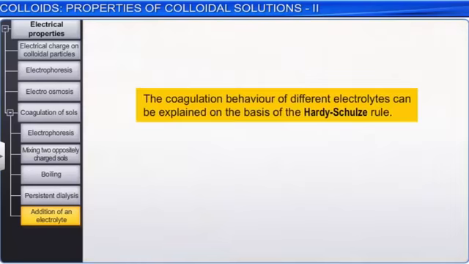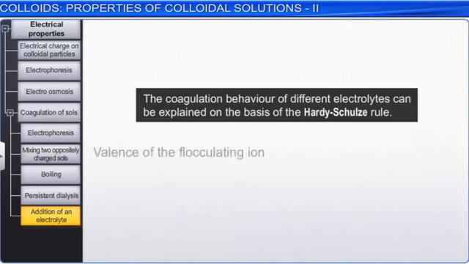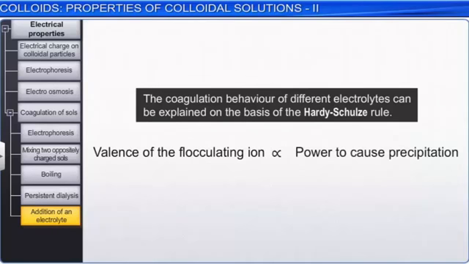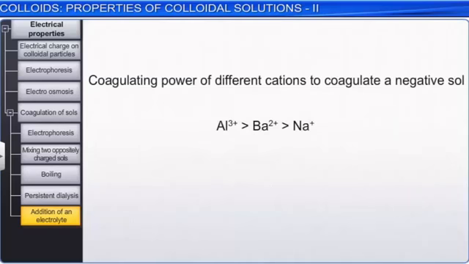The coagulation behavior of different electrolytes can be explained on the basis of the Hardy-Schulze rule. The rule states that the greater the valence of the flocculating ion added, the greater is its power to cause precipitation. Let's see an example. The coagulating power of different cations to coagulate a negative sol follows the order Al3+ > Ba2+ > Na+.